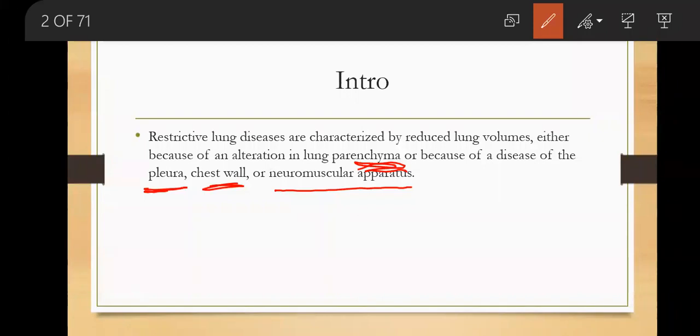Unlike the obstructive disorders, such as asthma and COPD, which show normal or increased total lung capacity, restrictive disorders show decreased total lung capacity, as we said in the previous lecture.